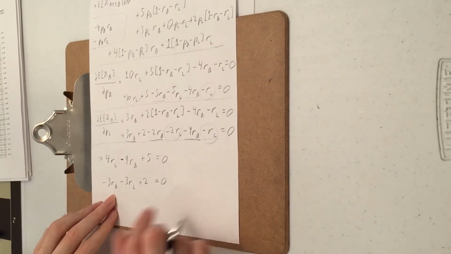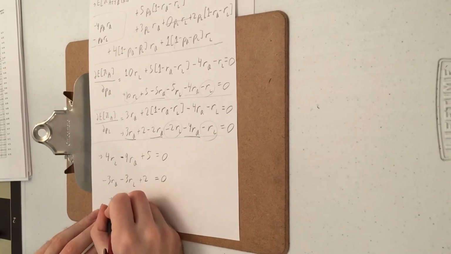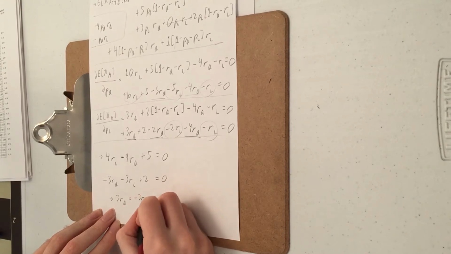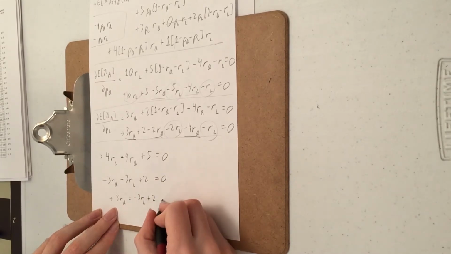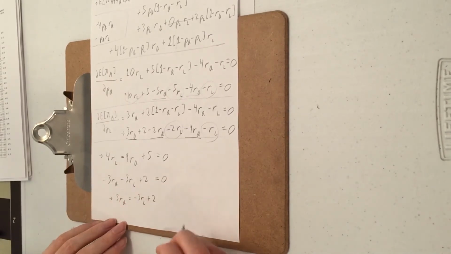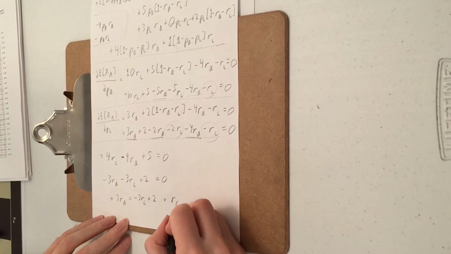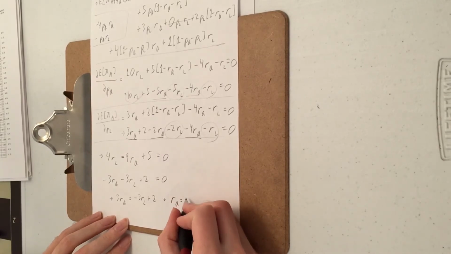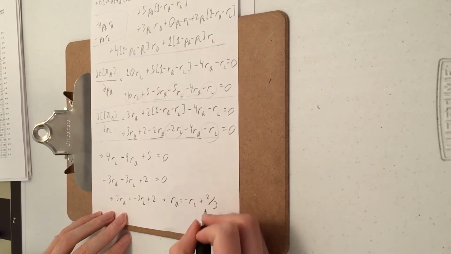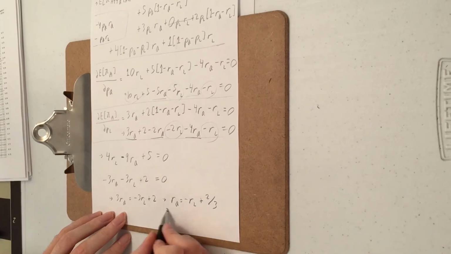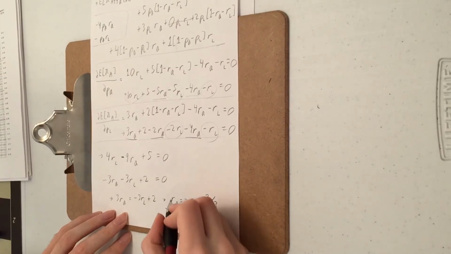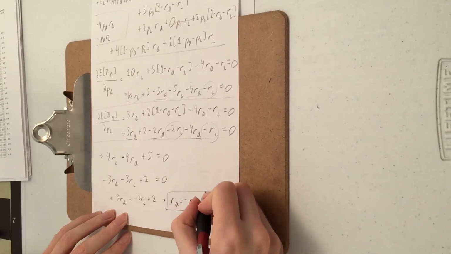Let's move this 3RA to the other side. So I get 3RA equals minus 3RL plus 2. So I just added 3RA to both sides, and I kept this as is. If you divide both sides by 3, you get RA equals minus RL plus 2/3. So that can be substituted up over here.